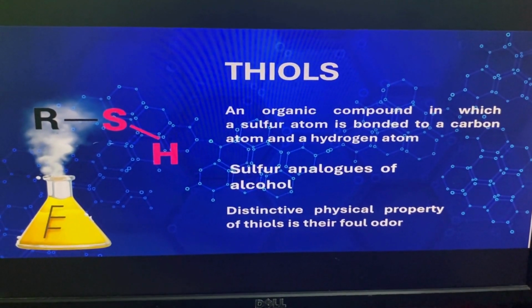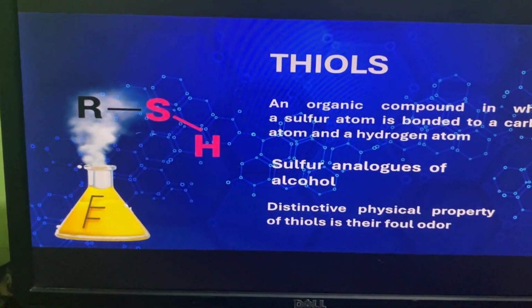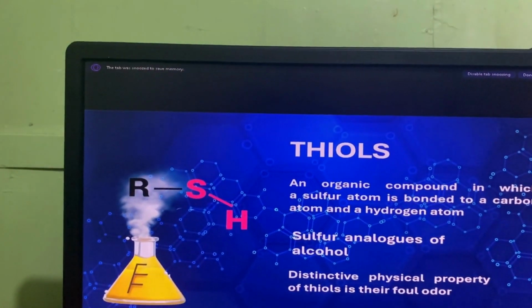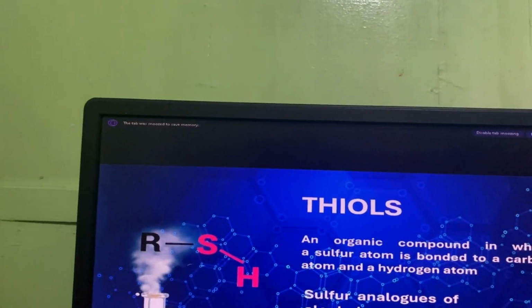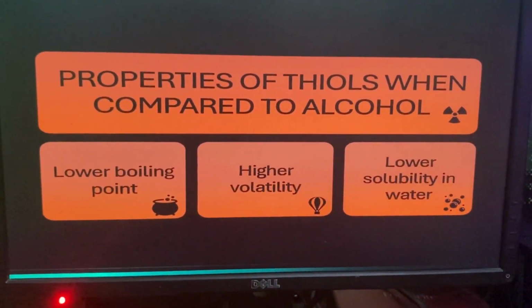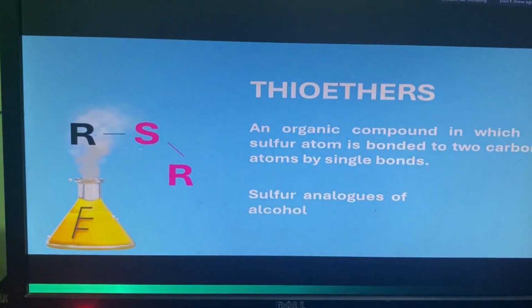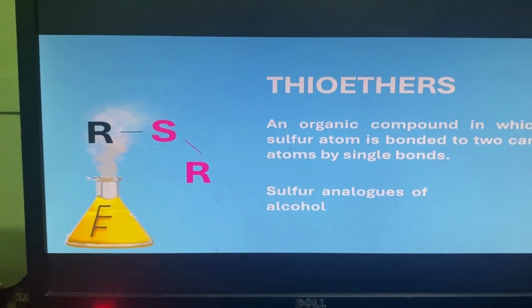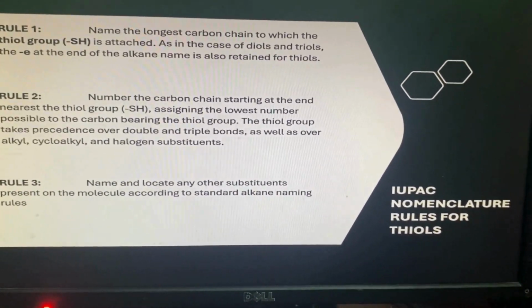Next, we're going to discuss the common name and IUPAC name, or just the IUPAC name, of the thiol. We all know that thiols are organic compounds in which a sulfur atom is bonded to a carbon atom and a hydrogen atom. Sulfur analogs of alcohol. Their distinctive physical property is their foul odor. Properties of thiols compared to alcohol: lower boiling point, higher volatility, lower solubility in water. Thioethers are organic compounds in which a sulfur atom is bonded to two carbon atoms by single bonds. Sulfur analogs of alcohol. So, IUPAC nomenclature rules for thiols.